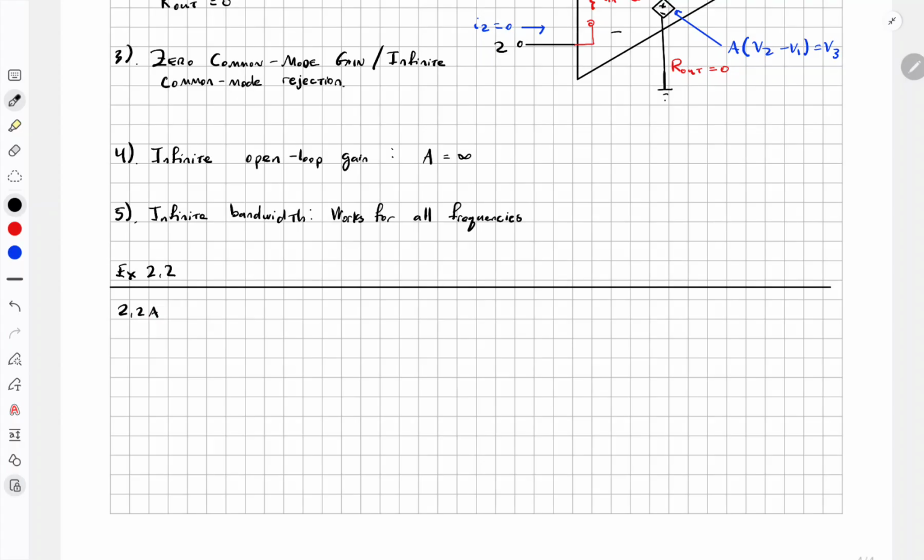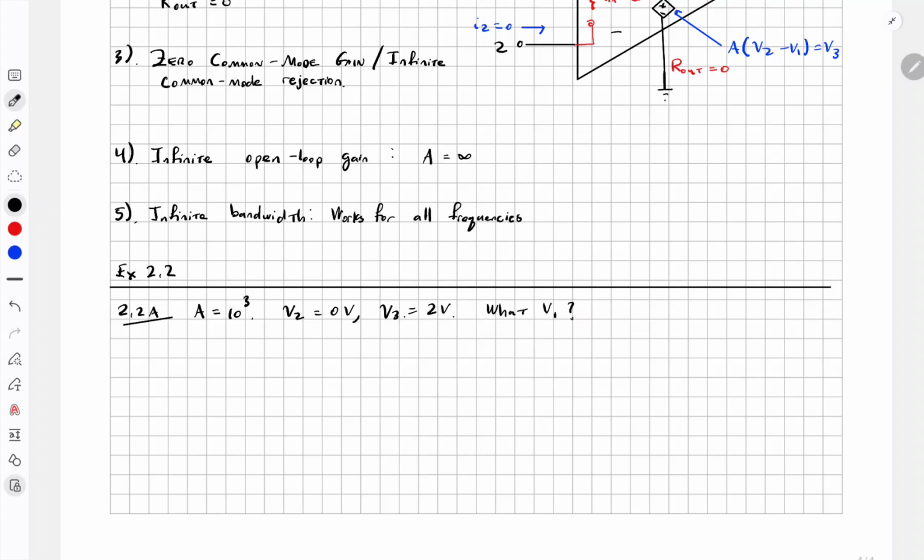So in 2.2a of the textbook, we are given an op-amp that has the open loop gain equal to 10 to the third. We are also told that V2 is equal to 0 volts, V3 is equal to 2 volts. We are asked to find out what is V1.